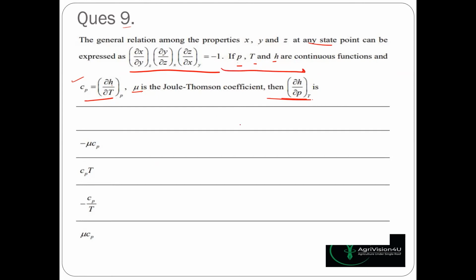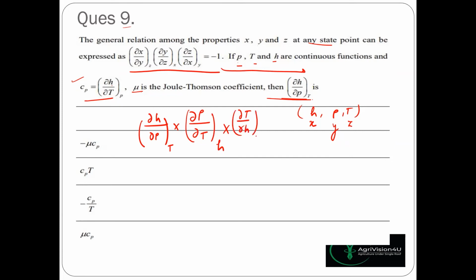I'm assuming that we'll be writing for enthalpy, pressure, and temperature. So X would be replaced by enthalpy, Y would be replaced by pressure, and temperature we will replace with Z. So this expression becomes ∂H/∂P at constant temperature, multiplied by ∂Y, that is ∂P, by ∂Z, that is ∂T at constant enthalpy, multiplied by ∂Z, that is ∂T, by ∂enthalpy at constant pressure, would be equal to -1.